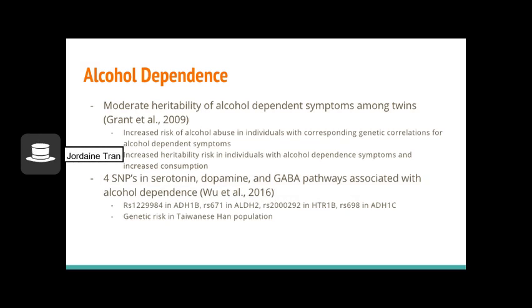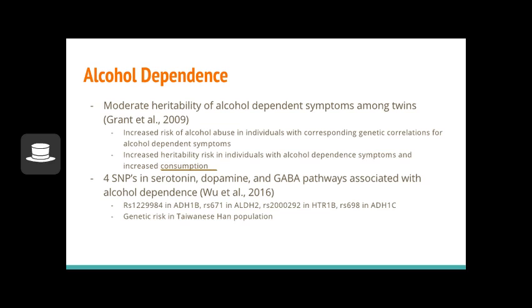A study performed by Grant et al. analyzed genetic comparisons of alcohol-dependent symptoms while also analyzing the corresponding amount of consumption in individuals that are not alcohol-dependent. Alcohol factor scores from the twin subjects were shown to have been moderately heritable with a genetic correlation in accordance with alcohol-dependent symptomology. Results indicated that there is a moderate heritability of alcohol-dependent symptoms, increased risk of alcohol abuse in individuals with corresponding genetic correlations for reported alcohol-dependent symptoms, and increased risk of heritability in individuals with alcohol-dependent symptoms and increased consumption.